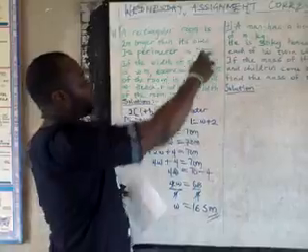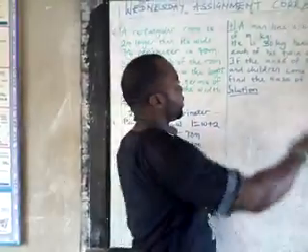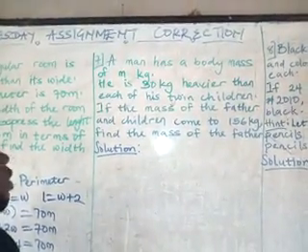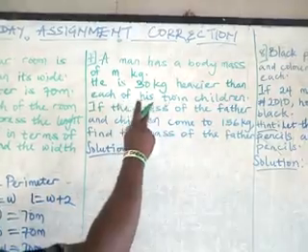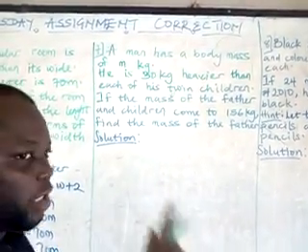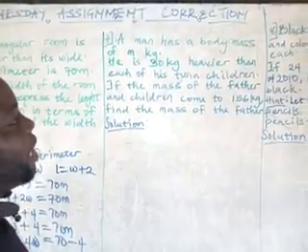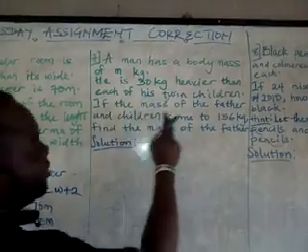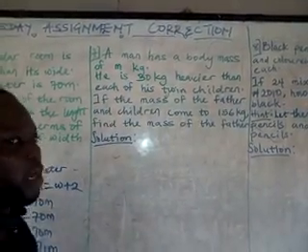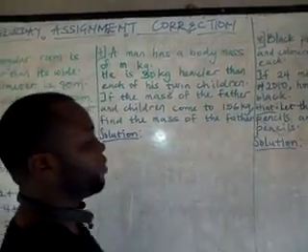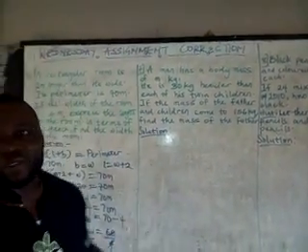Now going to question number 7. A man has a body mass of M kilograms. He is 30 kilograms heavier than each of his twin children. Note, that means the man gave birth to twins. If the mass of the father and children come to 156 kg, find the mass of the father. This is very, very simple.